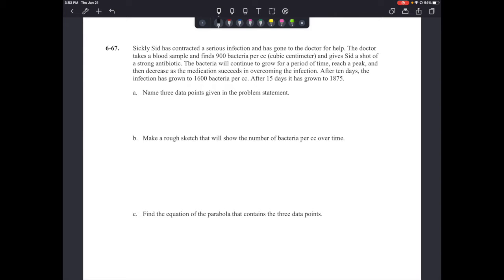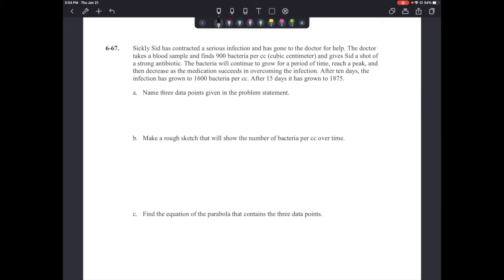Okay, so this is like a real life scenario. You know that when you get sick and you go to the doctor and you get antibiotics, whatever illness you have is spreading and growing, and the antibiotics have to slow it down and get it to stop, and then it can start killing it off. So you don't get better instantly. It usually takes a few days for it to kick in, get the bacteria to stop growing, and then it starts killing it off.